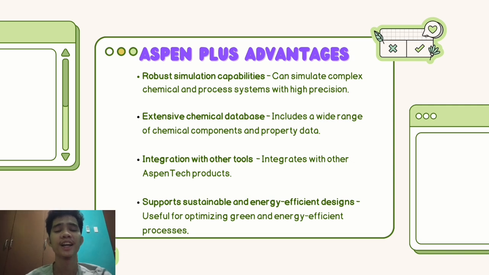Now, let's move on to Aspen Plus advantages. First, its robust simulation capabilities. It can model complex chemical processes with high accuracy. Next is extensive chemical database. It includes thousands of substances and reactions. Next is integration with other tools. Aspen Plus actually works well with other Aspen products for end-to-end process design. Last is support for sustainable and energy-efficient designs. It is useful for optimizing green and energy-saving processes.